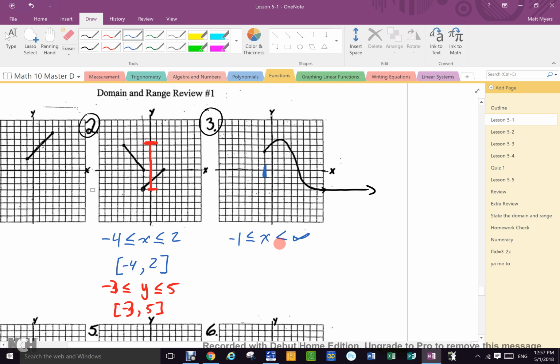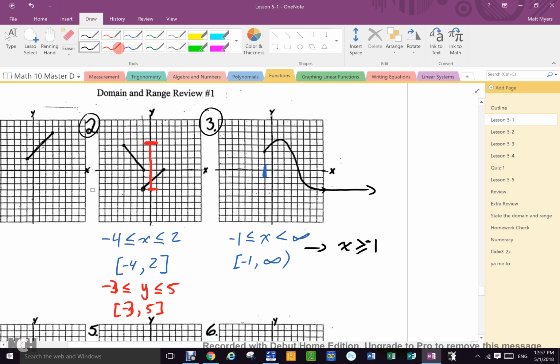No equals. Which means it would be square bracket negative 1, infinity, and then what bracket? Round. There's another way to write this. X is greater than or equal to negative 1. Because every x value bigger than negative 1 works, because this is going to go on forever. Everybody cool? Everybody good? Okay. What about the range?